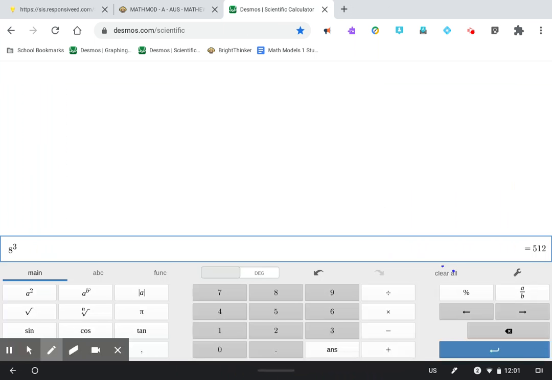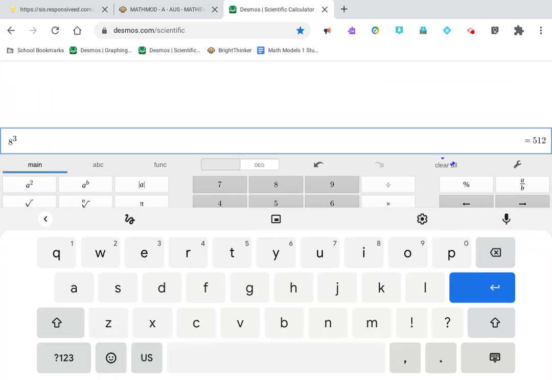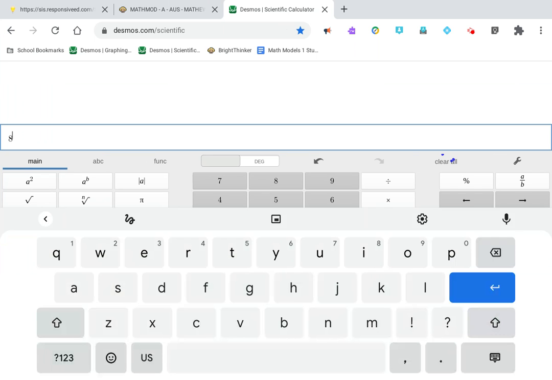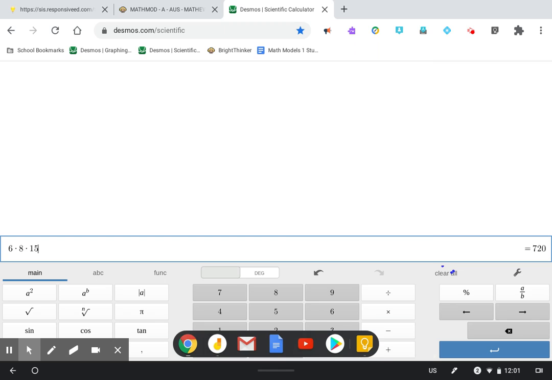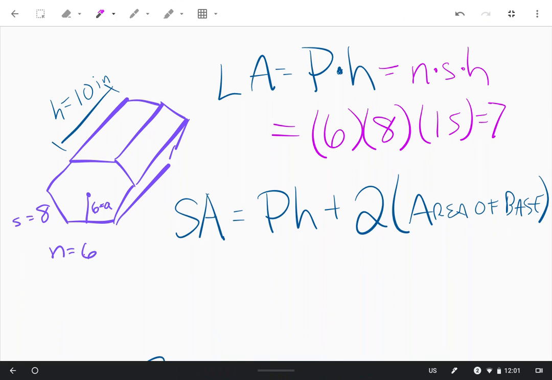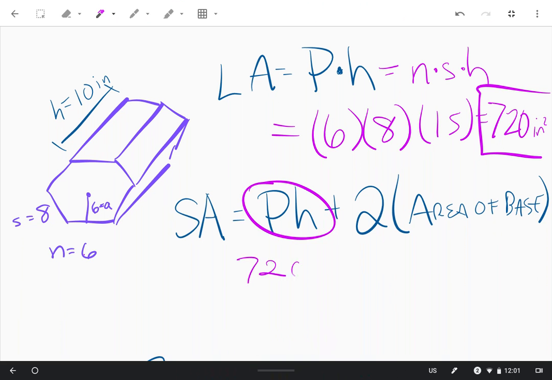Let's hop over to our calculator and let's clear this out. There we go, clear. And it's going to be 6 times 8 times 15, 720. 720, and that's the lateral surface area. These are in inches squared. Surface area is that same part, so that part is 720 plus 2 times the area of the base. So 2 times, and then we need to find the area of the base.